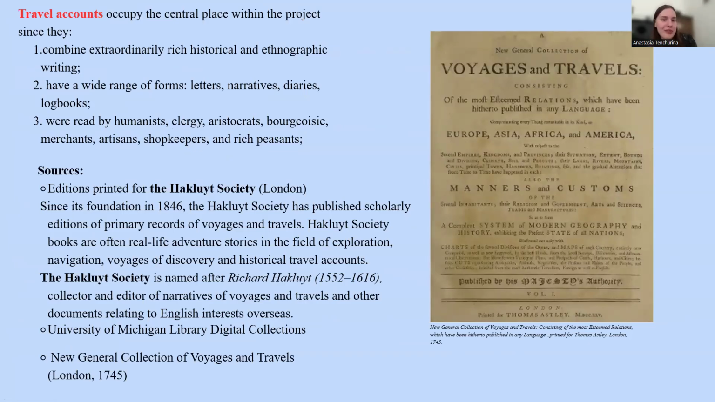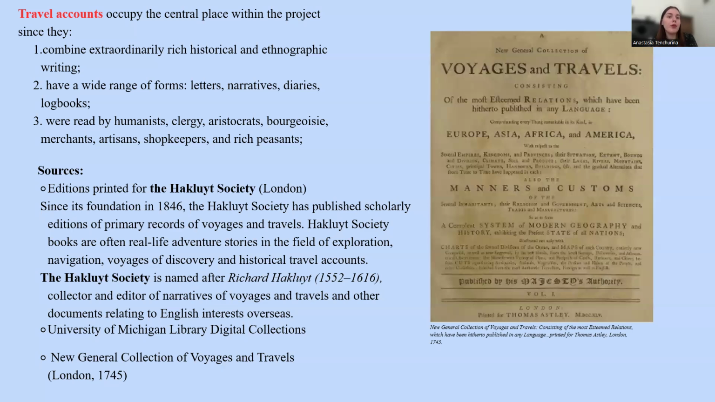I now move to travel accounts, which also occupy one of the most central places in my project. They're very important, in my opinion, as they combine historical and ethnographic writing with commercial, diplomatic, and also personal observation, and they appear in various forms. So you can see letters, journals, diaries, logbooks, embassy reports, and narratives that were intended for publication. They were also read by a wide audience: humanists, clergy, aristocrats, merchants, shopkeepers, and rich and literate peasants. So again, I argue that travel writing helped to shape not only learned knowledge, but also broader perception of non-Europeans.